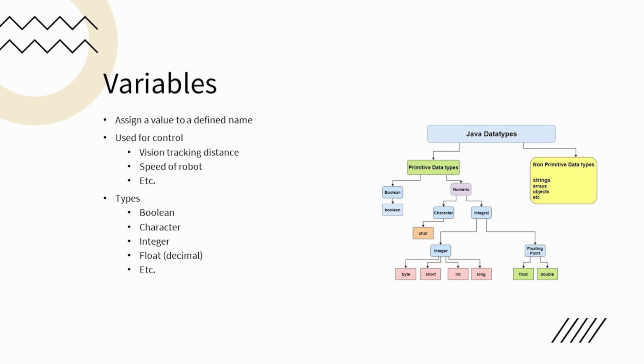There are a variety of different variables. For instance, there are Boolean variables, which are true or false, characters, which are any alphanumeric character or a symbol, integer, which is a whole number, or float, which is a decimal. There are many more complex variables as seen in the hierarchy chart to the right, but these are the basic ones that will be used the most often.